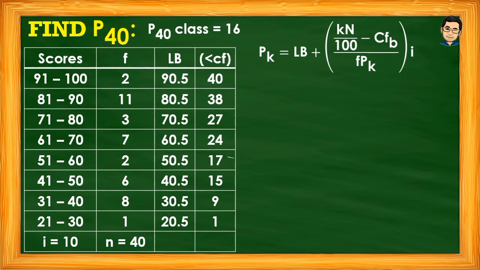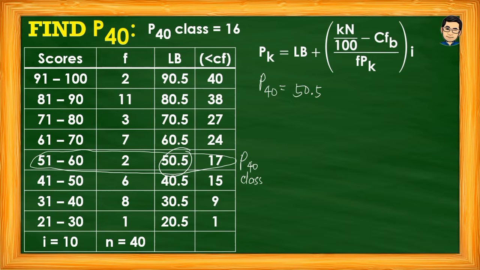So, again, located yung ating percentile 40 class dito po sa 51 to 60. So, label lang natin percentile 40 class. And then, substitute na natin yung ating mga values. So, LB, the lower boundary of the percentile 40 class is 50.5. Sa lower boundary pa lang po kasi, kitang-kita na natin na pasado.